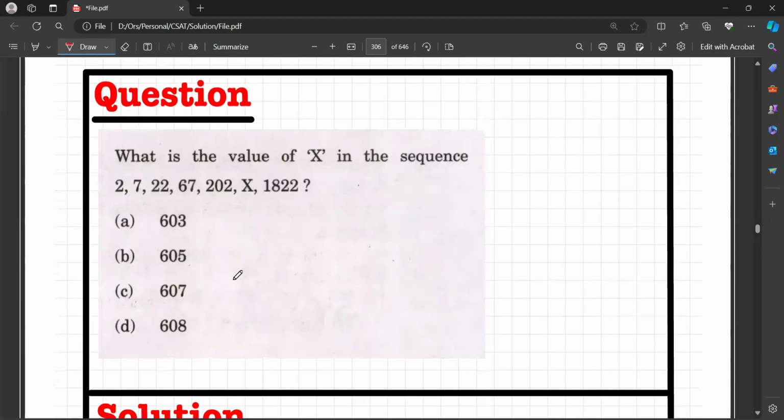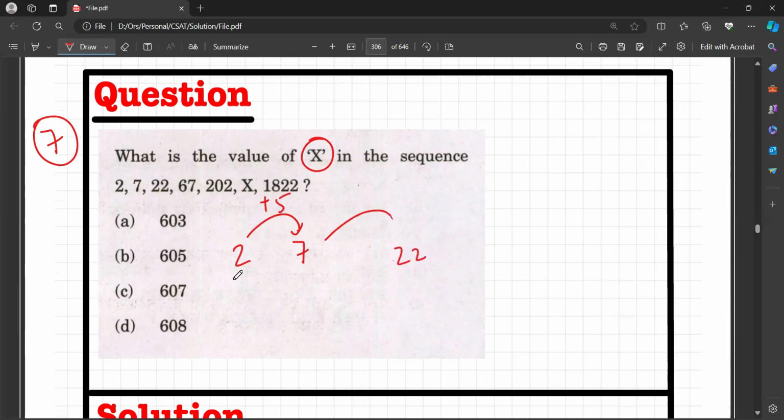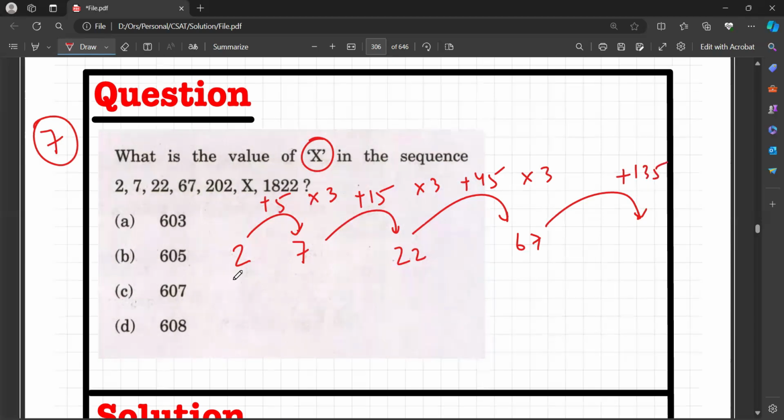That is question number 7. What is the value of x in this sequence? 2, 7 plus 5, 22 plus 15, 67 plus 45. I hope you have identified it now. It is into 3. So 45 into 3 will be what? 45 into 3 will be 135. So it will be plus 135.